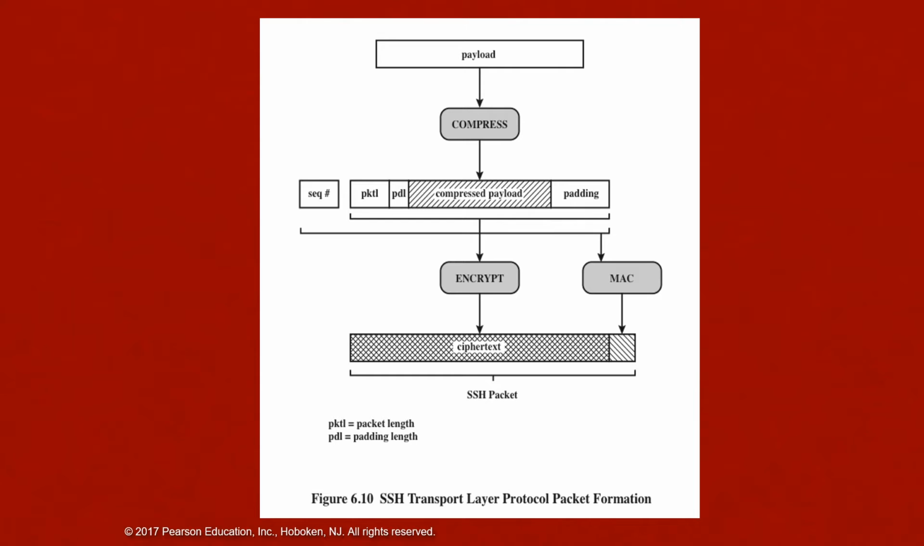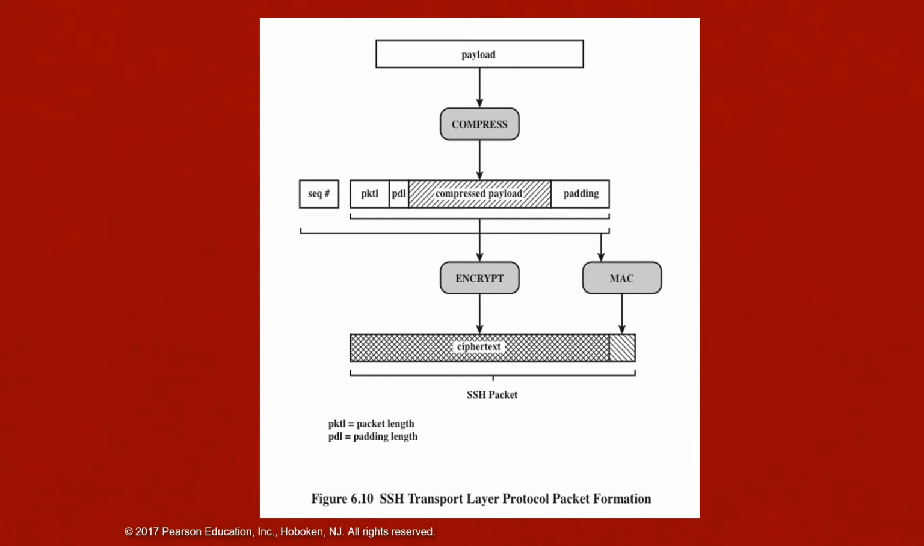Random padding. Once an encryption algorithm has been negotiated, this field is added. It contains random bytes of padding so that the total length of the packet, excluding the MAC field, is a multiple of the cipher block size, or 8 bytes for a stream cipher.